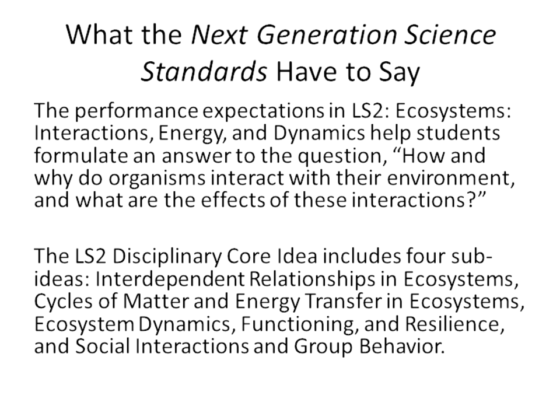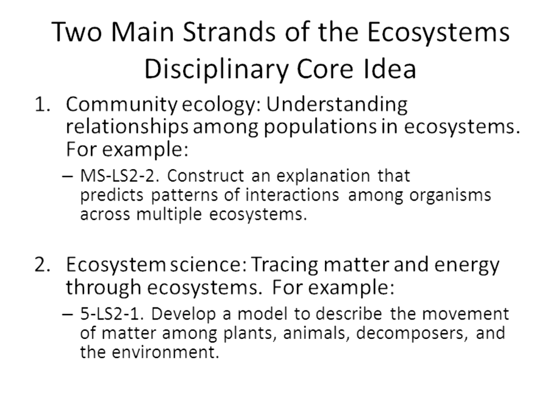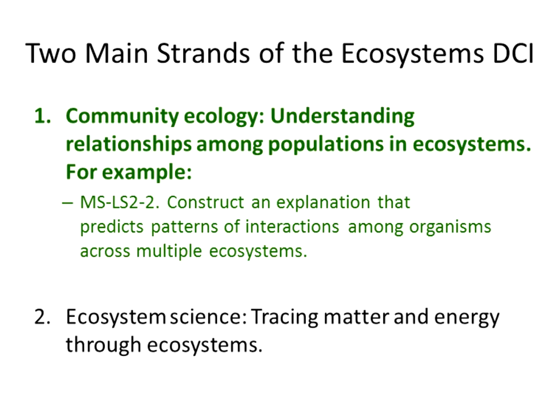And we're going to talk about them in terms of two main strands. One of those main strands is community ecology, having to do with understanding relationships among populations and ecosystems, and the other having to do with ecosystem science, or tracing matter and energy through ecosystems. So Jennifer is going to talk mostly about community ecology. I'm going to talk mostly about ecosystem science. And Jennifer, why don't you take over to say a little bit about community ecology at this point?